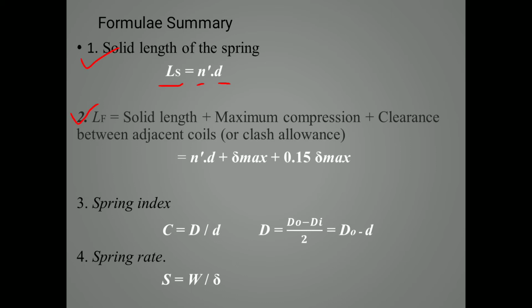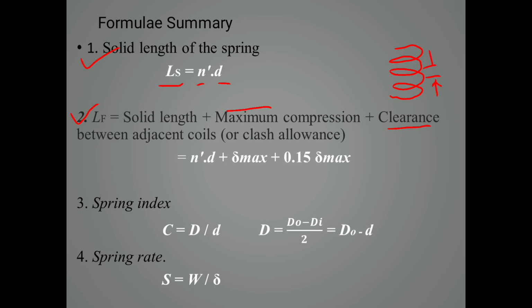Second, we are going to calculate the free length, which is equal to the solid length plus maximum compression plus the clearance between the adjacent coils, or clash allowance that is given to the springs. So this is a helical spring, and in between, the clash allowance is given to avoid the crushing between two wires. So it is called the clash allowance. So that is given 0.15 of the delta max.